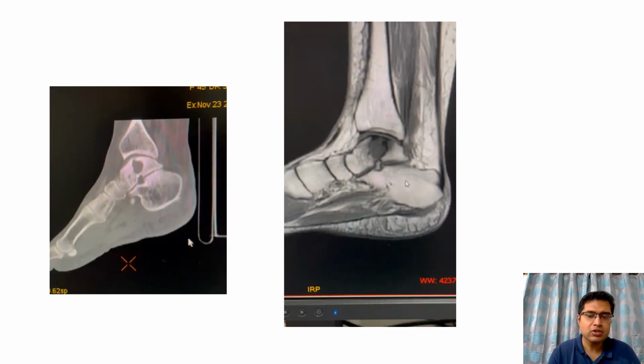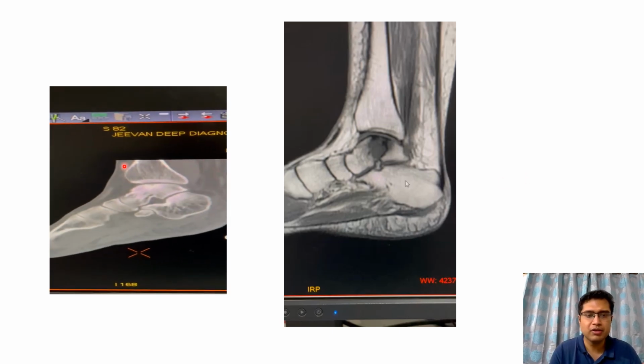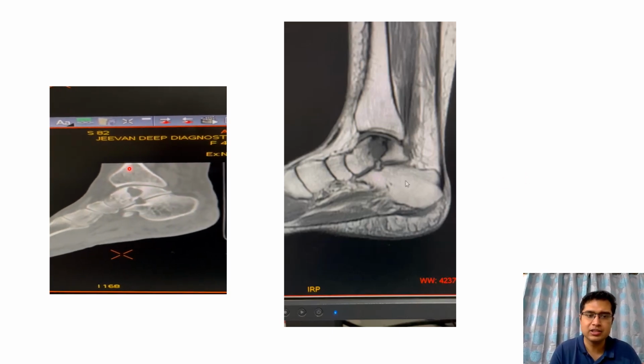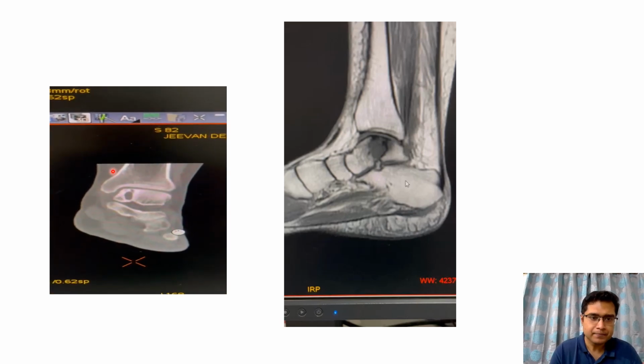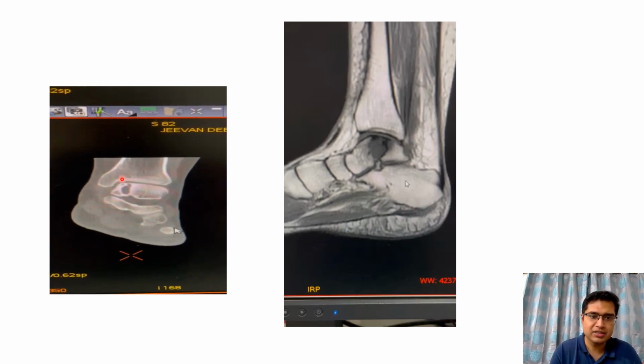So coming to our next case, here we have a 40-year-old female who complains of pain in the ankle since the past 3 months now, and this is a CT scan done for this patient where we can see a lytic lesion in the talus adjacent to the tibiotalar joint. This well-defined lytic lesion is seen. There are no degenerative changes as such within the joint.